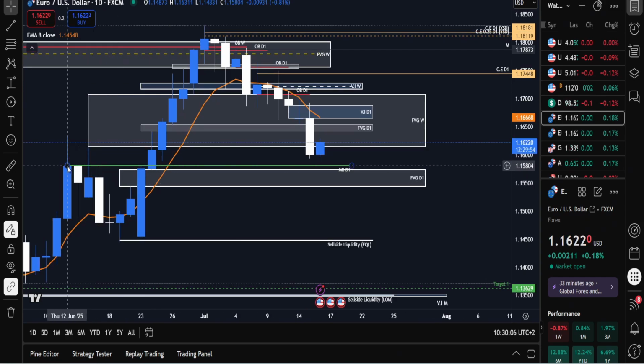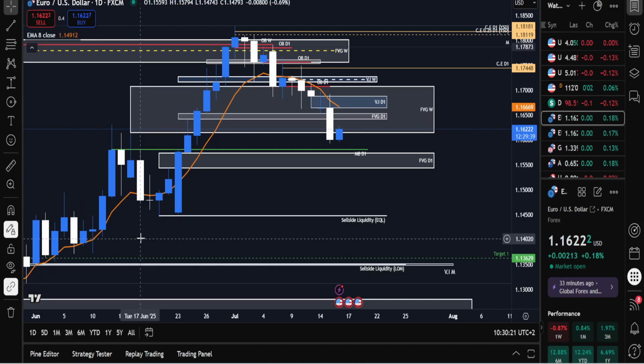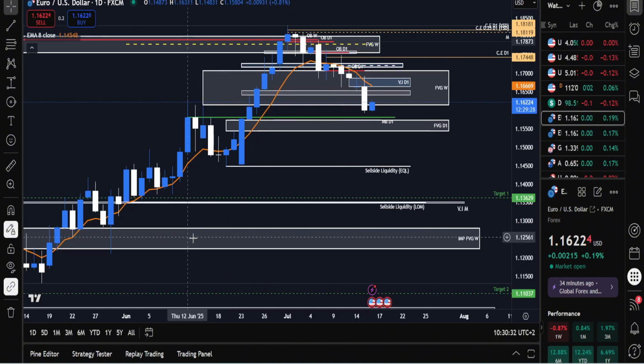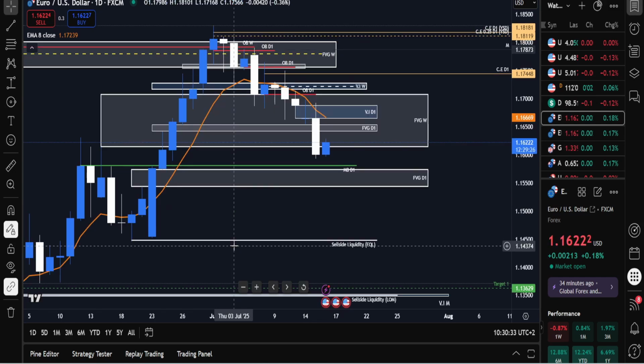Right now, we have a mitigation block that we're approaching. Might see some resistance, but our target is still the daily fair value gap and the equal buy side liquidity down here from the 23rd of June, as well as our south side, last week's low, the low of last month, June, and we have our implied fair value gap as well.